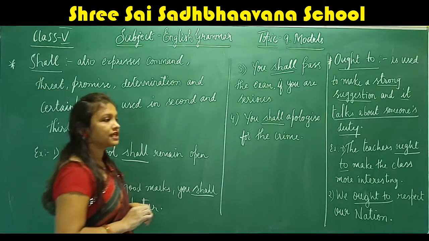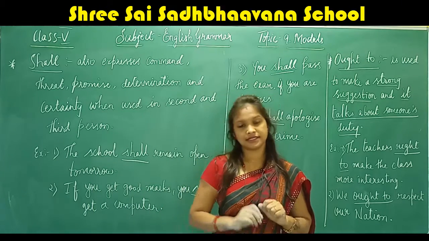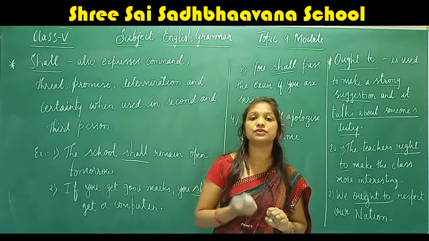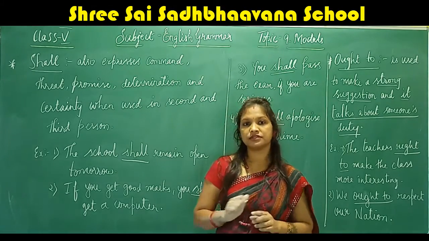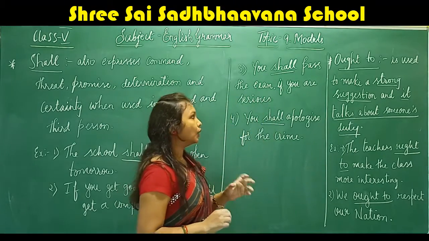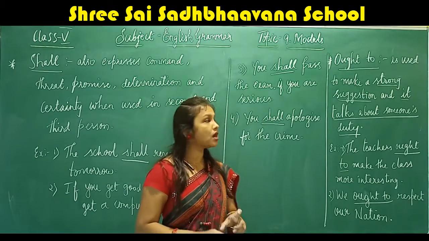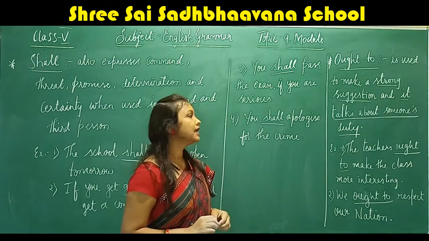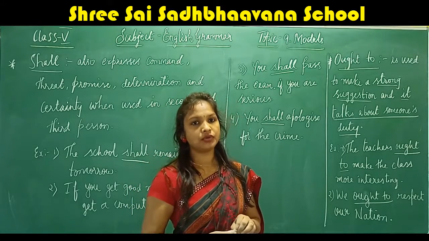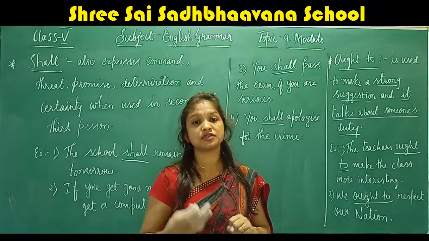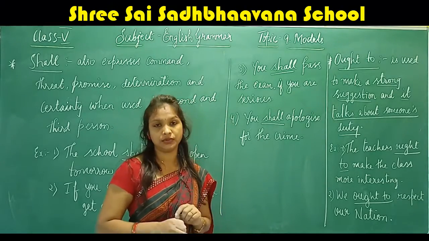Understood? Shall is used to express command, threat, promise, determination and certainty when it is used with second and third person. Understood, children? Next, ought to. Ought to is used to express a strong suggestion and it talks about someone's duty.